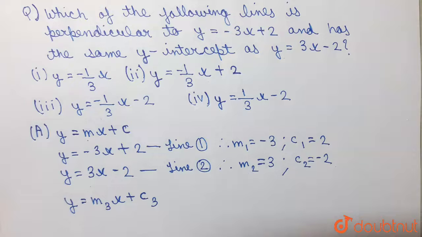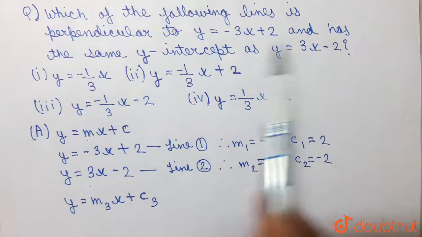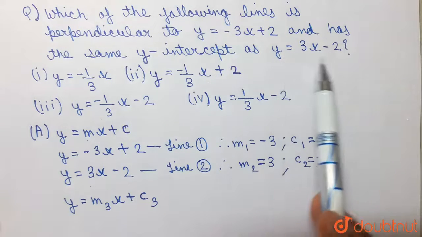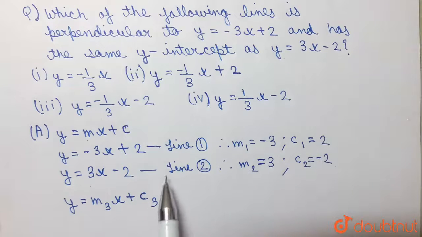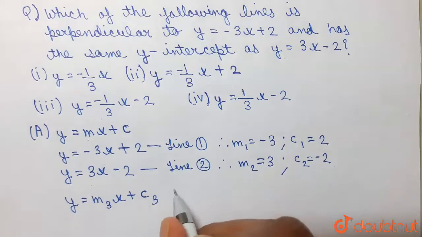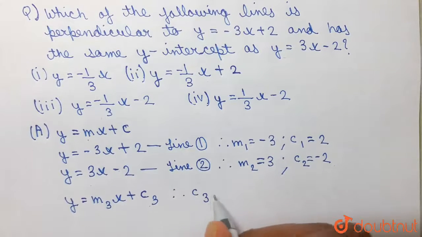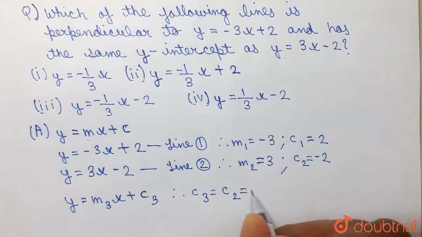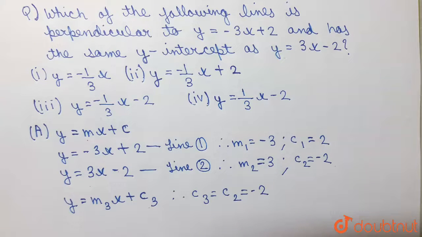Now as per the question, the required line should have the same y-intercept as y equal to 3x minus 2, that is line 2. So as the y-intercept of this line is c3 and the y-intercept of line 2 is c2, which is minus 2, we can write c3 is equal to c2 is equal to minus 2. Hence we have the value of c3. Now we have to find the value of m3.